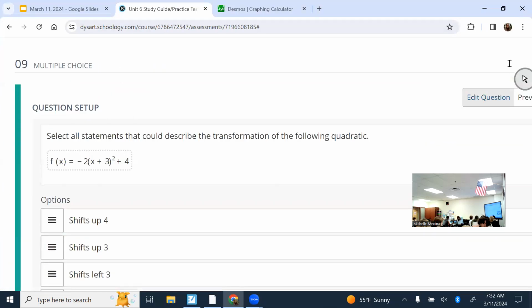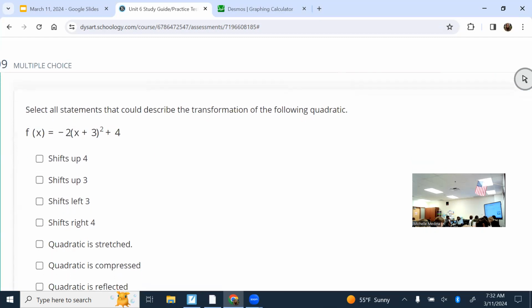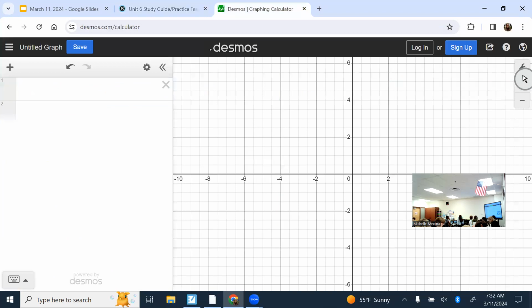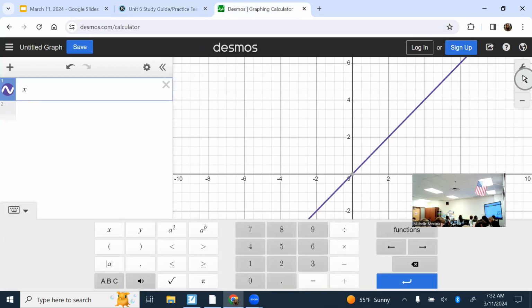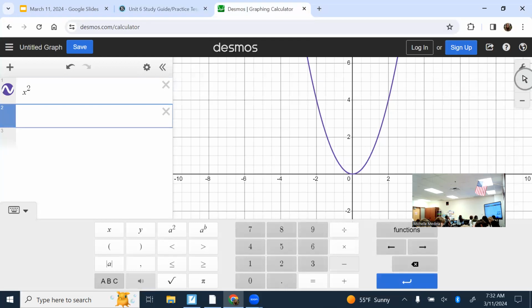Okay, so select all statements that could describe the transformation of the following quadratic. When we talk about describing the transformation, unless it gives you another equation, we're always comparing it to our parent function. So you have a few options again. You could memorize all the transformations that we went over in the lesson. Or you could graph it, both the parent function, but of course you'd have to remember that x squared is the parent function, and then the other one, -2 times (x + 3) squared.